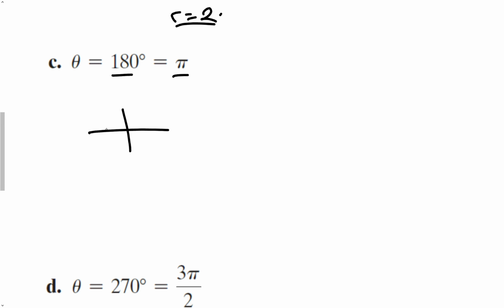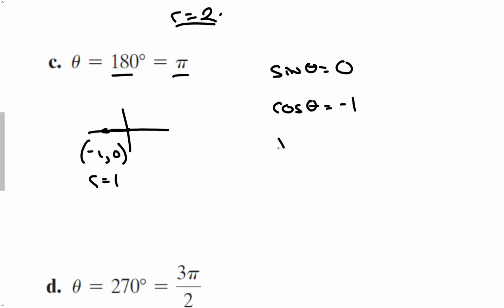180 degrees, that's here. Let's say that this distance is 1, make it easy. So that's -1, 0, with a radius of 1. This distance, distance from 0, is 1. So the sine is going to be the y coordinate over the radius. The cosine is going to be the x coordinate, -1, over +1, which is -1. And the tangent is going to be the y coordinate divided by the x coordinate.